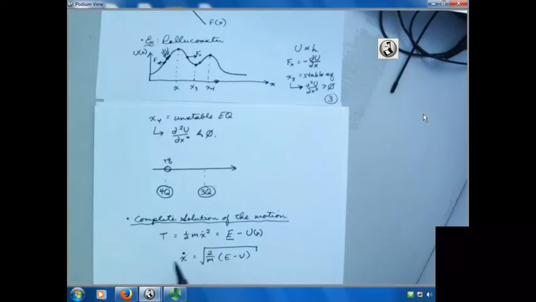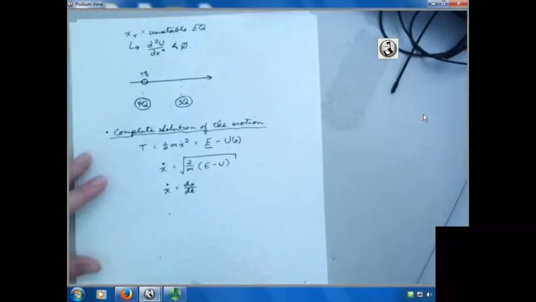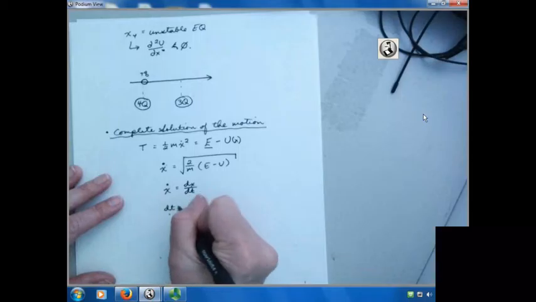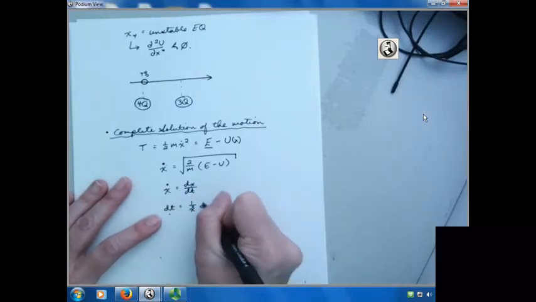And I would like to solve this for x as a function of time, and it's not exactly clear how to do that, so I want to illustrate to you how we do that. In order to do that, we remember that x dot is dx dt. And I can do separation of variables on this that will give me dt is equal to 1/x dot dx.